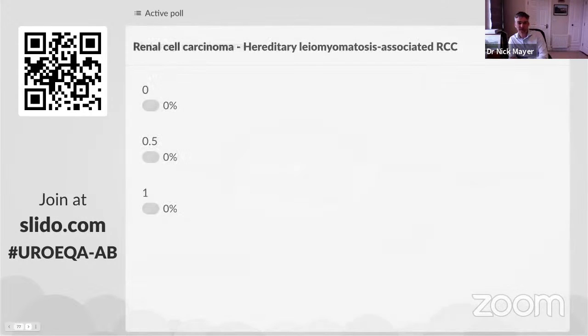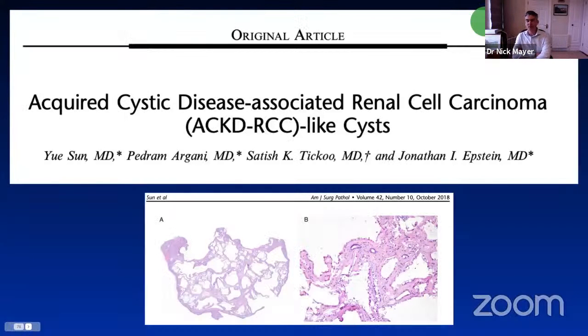and get to this, which is a paper of interest that you might like to read on these acquired cystic disease associated renal cell carcinoma like cysts, which is a bit of a mouthful, but this is one of the pictures from that paper, which is not a million miles away from what we were seeing there. So it's a bit of an open-ender, that one. Did we get any comments or people wanting to?